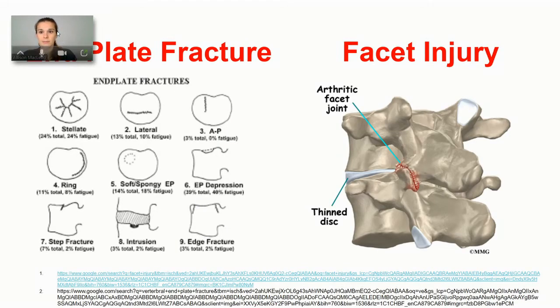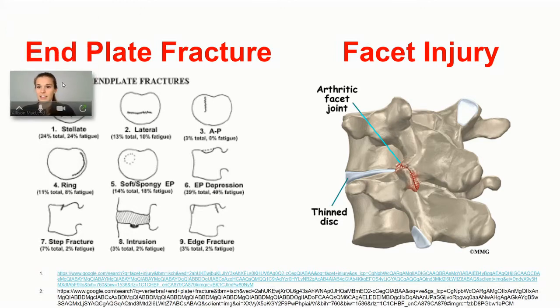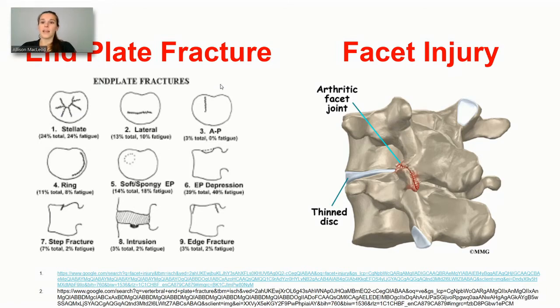Here I have end plate fracture and facet injury. Sorry, I'll move that. End plate fracture, you can see it there. End plate fracture is a fracture that occurs on the end plate, or rather the body of the spinal segment. As you can see, there are many ways that a fracture can occur. It can occur through the middle, it can sprout out, it can go around the outside, or it can even go all the way through the edge. End plate fractures usually occur when there are a lot of compression forces on the spine and not enough recovery.